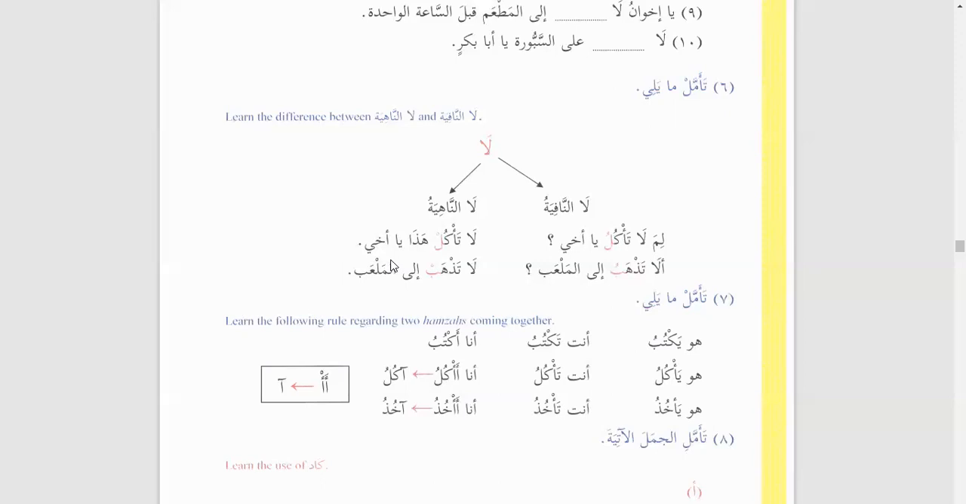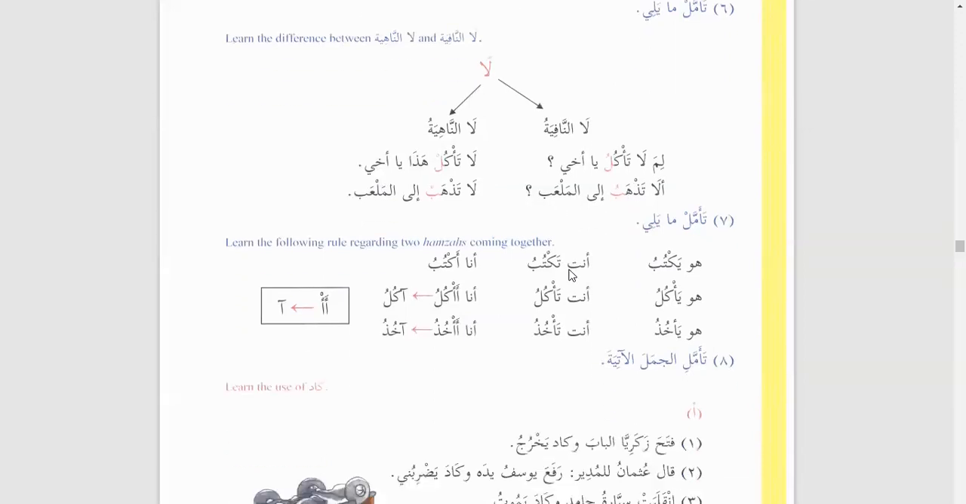لا تأكل هذا يا أخي. Don't eat this, oh my brother. And لما لا تأكل يا أخي? Why don't you eat, oh my brother? ألا تذهب إلى الملعب? Aren't you going to the playground, or won't you go to the playground? لا تذهب إلى الملعب. Don't go to the playground. So the first one is النافية and the second one is الناهية. The first one is negation and the second one is prohibition, when you prohibit someone from doing something.